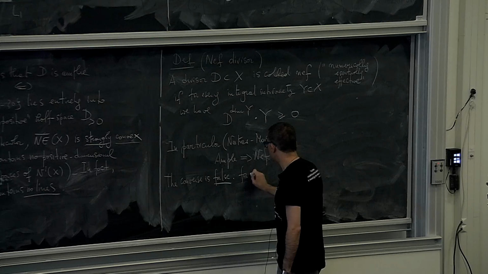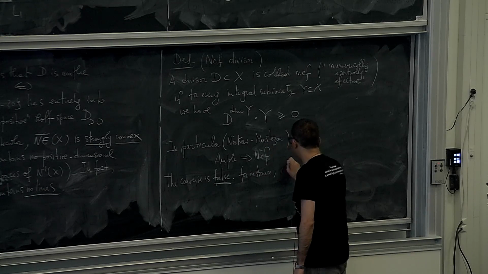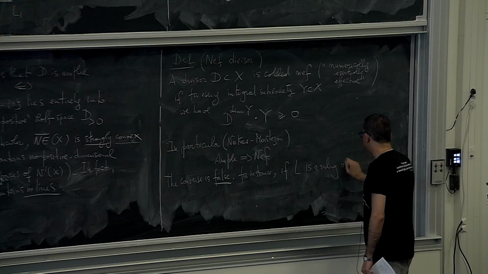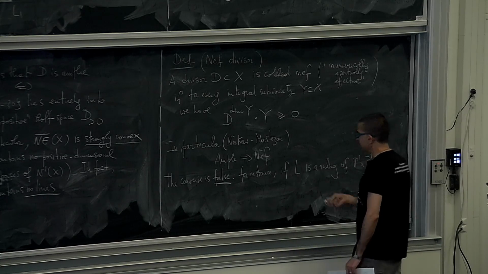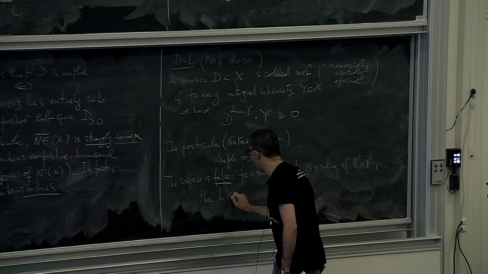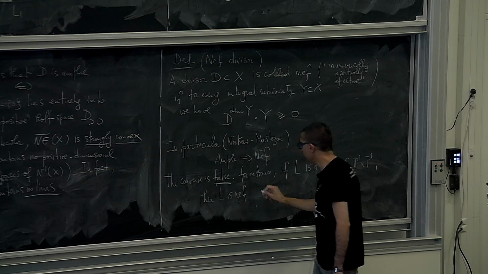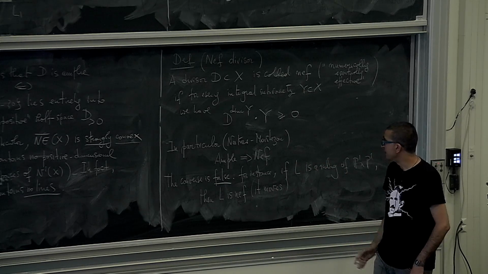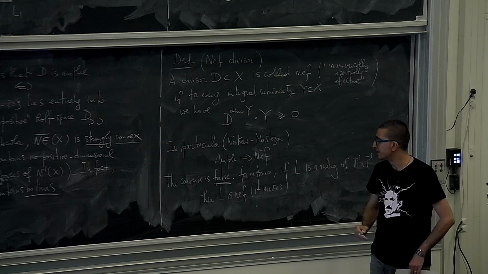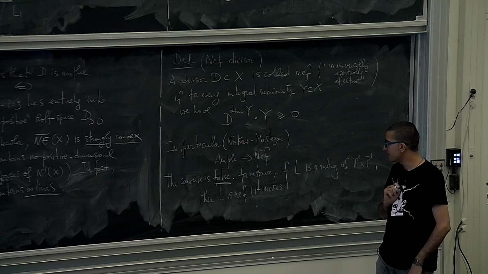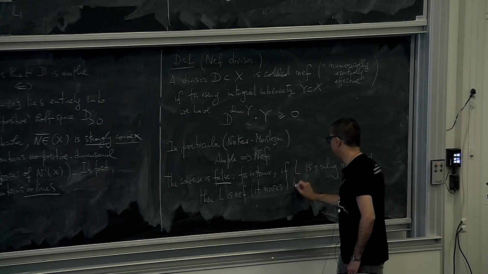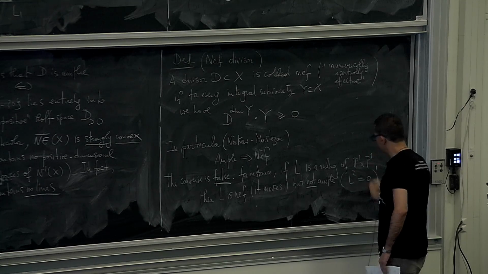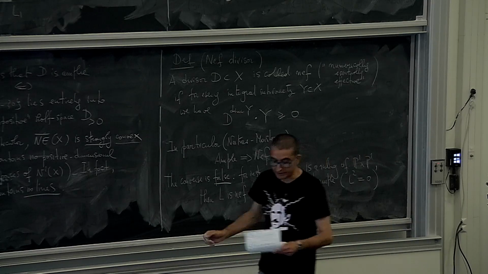For instance, if L is a ruling of P1 cross P1, then L is nef, because it moves. If it moves, you can move it away from its support, so it intersects positively, not negatively, every divisor. But it is not ample because L square is 0. So by Nakai-Moishezon, it cannot be ample. In fact, it is not.